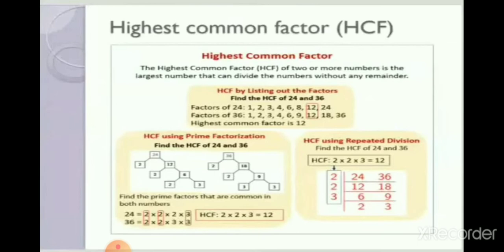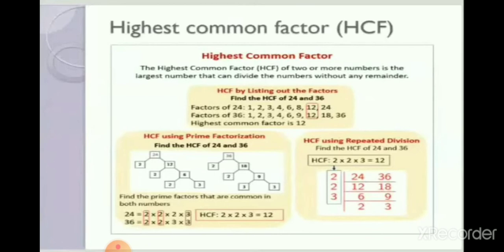Now we will see HCF using repeated division. It is also known as common division. Again we will find the HCF of 24 and 36, and we will put the numbers in this form. We will first see the smallest prime number that divides both numbers. So 2 divides 24, 12 times. 2 again divides 36, 18 times. Then again 2 can divide both numbers. So 2 divides 12, 6 times. And again 2 divides 18, 9 times.